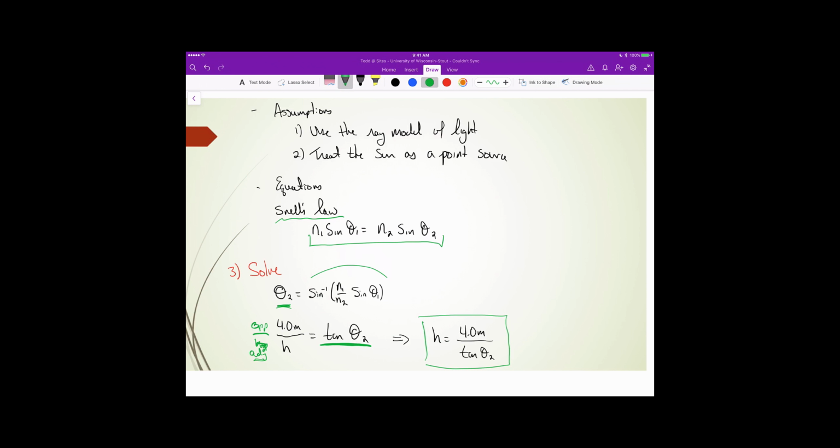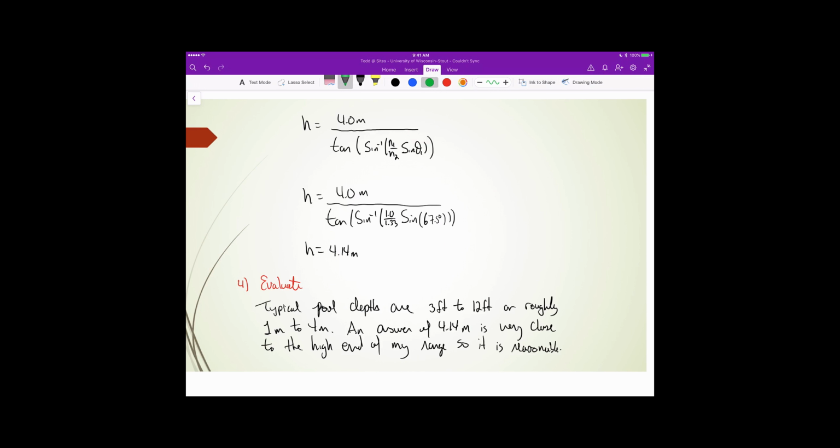All I need to do is take and plug this in for theta 2. So plugging the numbers in, I go ahead, I get a result of 4.14 meters. Now, one of the reasons I want to point out why it's so important that you actually evaluate your result and don't just go ahead and take it for granted.